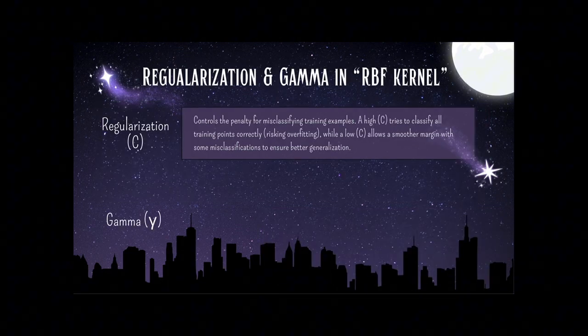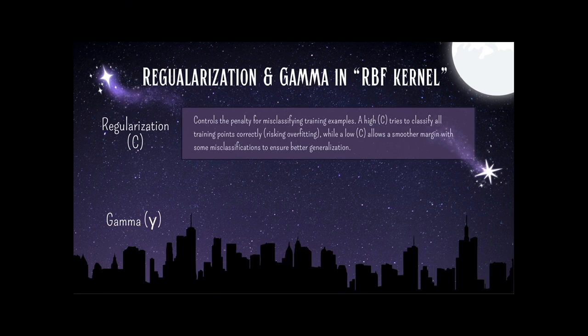We start with the C parameter, or regularization. The C parameter for short controls the penalty for misclassifying training examples. A high C parameter tries to classify all the training points correctly, risking overfitting, while a low C parameter allows a smoother margin with some misclassification to ensure better generalization and overall model performance.